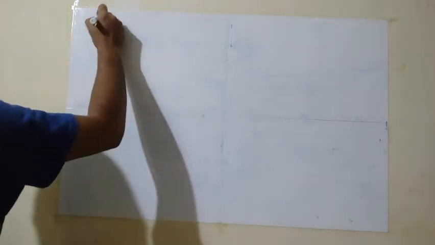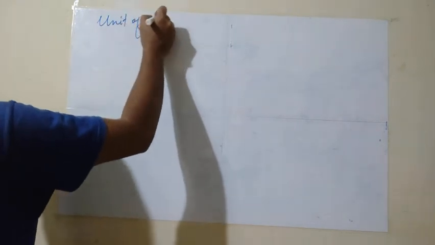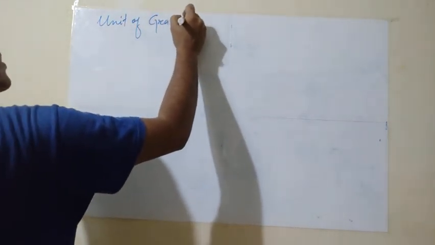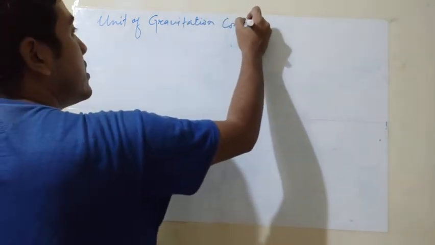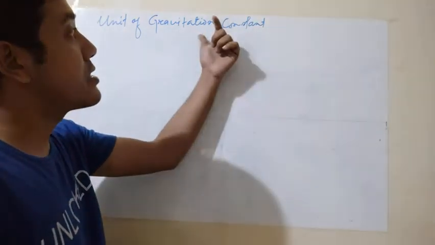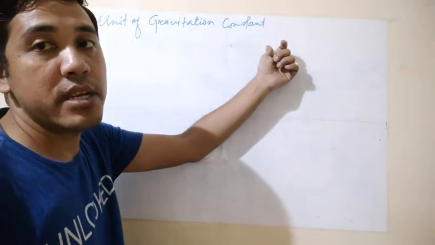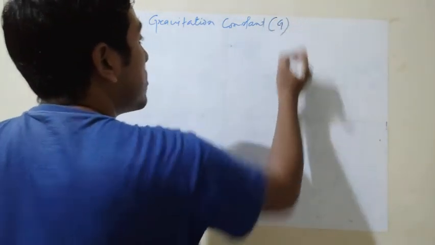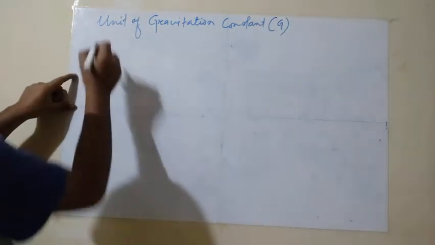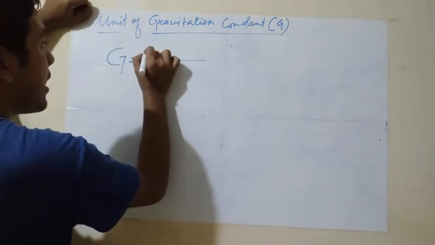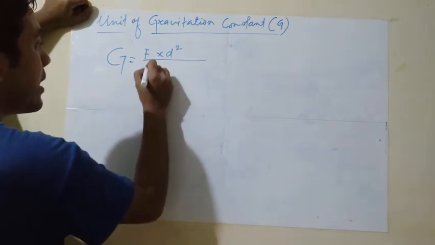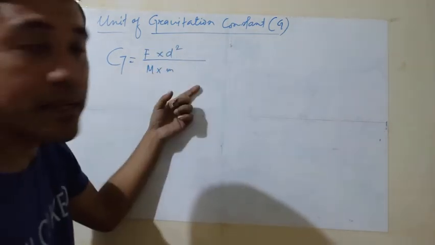Now, the most important part is the unit of the gravitational constant. This G is also known as the gravitational constant, or universal constant G. We all know that G is equal to what? F into d square by M into M, right?